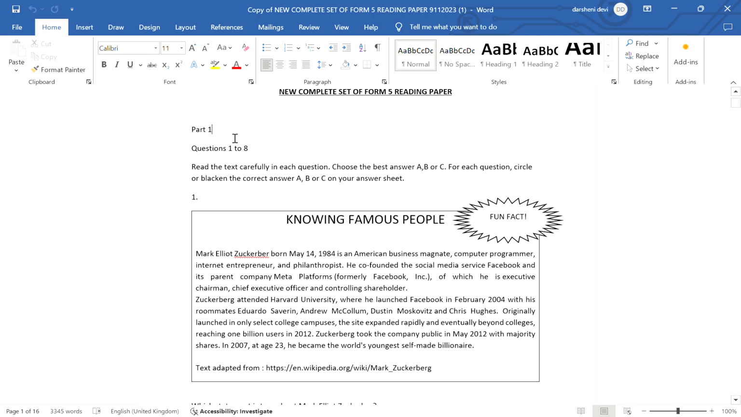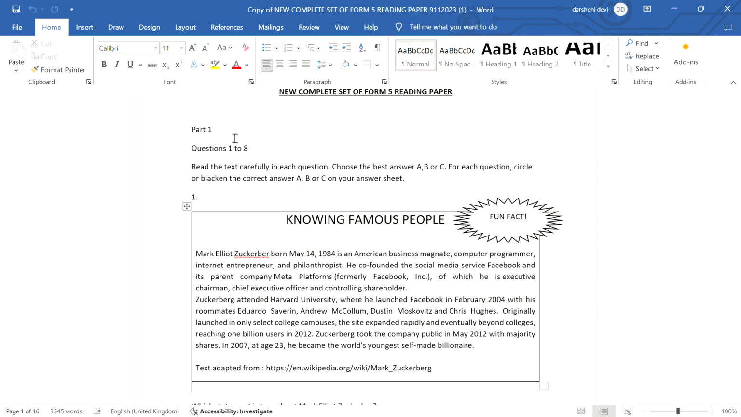So this is like a sample instruction. Read the text carefully in each question. Choose the best answer, A, B, or C. For each question, circle or blacken the correct answer, A, B, or C on your answer sheet. Okay, so mostly it will be short text. Question 1 to 8, it will be short text. So for example, knowing famous people, a fun fact. Okay, this is an example of a short text.